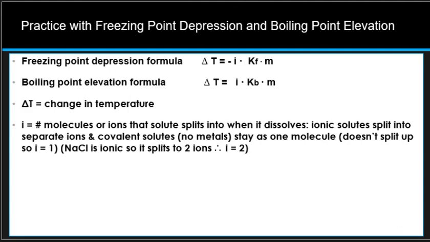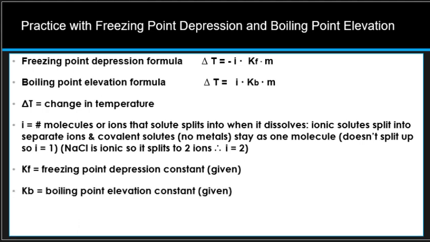This is also important to remember with our polyatomic ions. Next, the K_f is the freezing point depression constant. It comes from a chart somewhere. It'll be given to you. The K_b will be the boiling point elevation constant, also a given. And then little m, of course, means molality, number of moles of solute over kilograms of solvent.